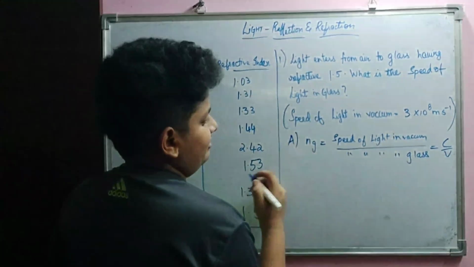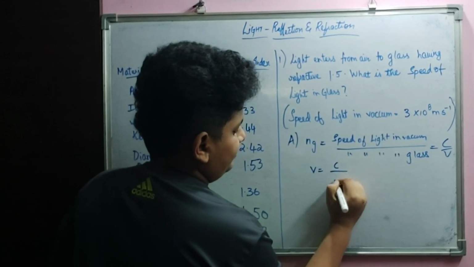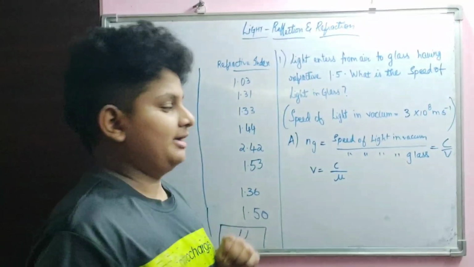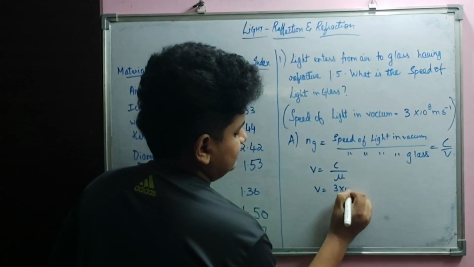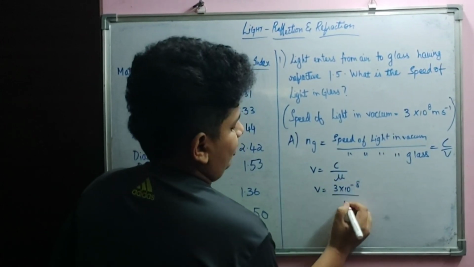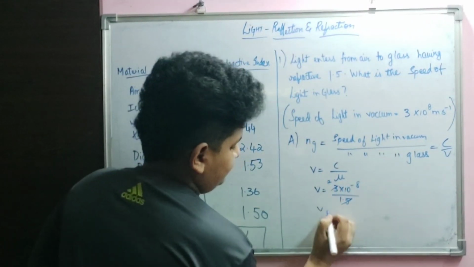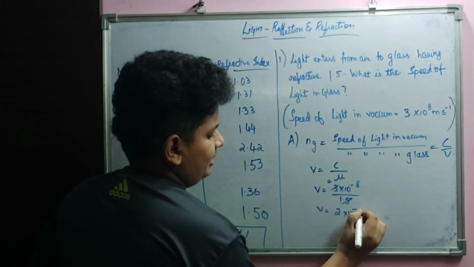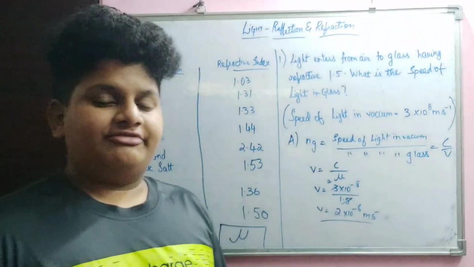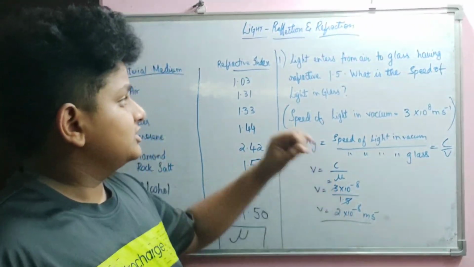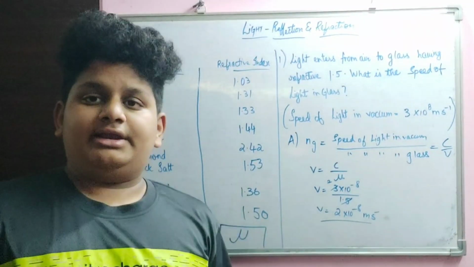If we transpose V that side, we will get V is equal to C by mu. Here mu means refractive index. V is equal to C, 3 into 10 power 8 meters per second inverse, by mu, which is 1.5. 1.5 cancels 3 two times. So the speed of light in glass is 2 into 10 power 8 meters per second inverse. So this is how to find it if they give a refractive index and a speed of light in some object and ask you to find the speed of light in another medium.